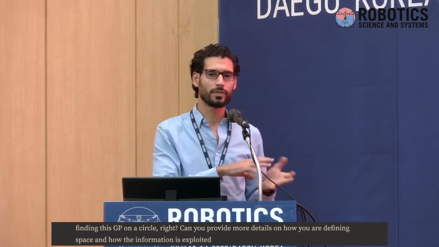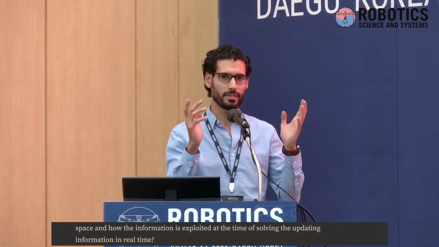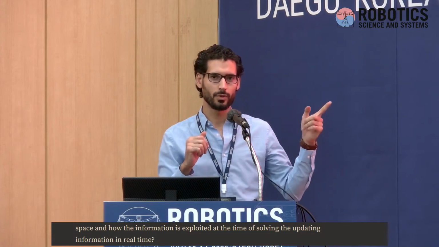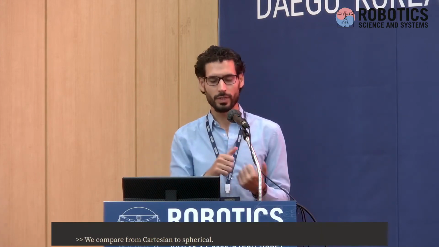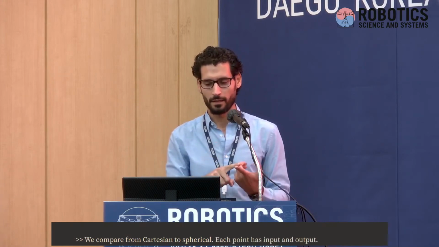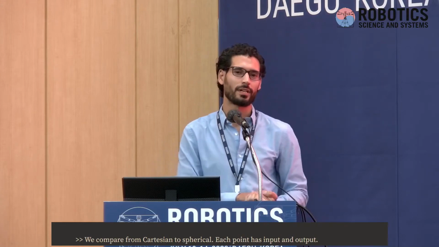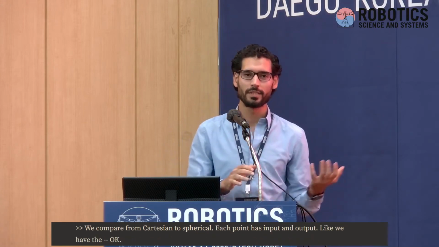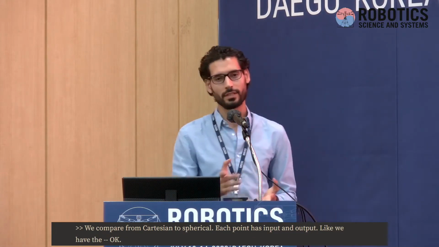Okay, so we convert the point cloud from Cartesian to spherical. So each point on the surface has the azimuth and elevation angles as input and the occupancy as output. And for the uncertainty, we use the rational quadratic kernel. We tried the squared exponential, but it didn't work. So we tried the rational quadratic kernel.